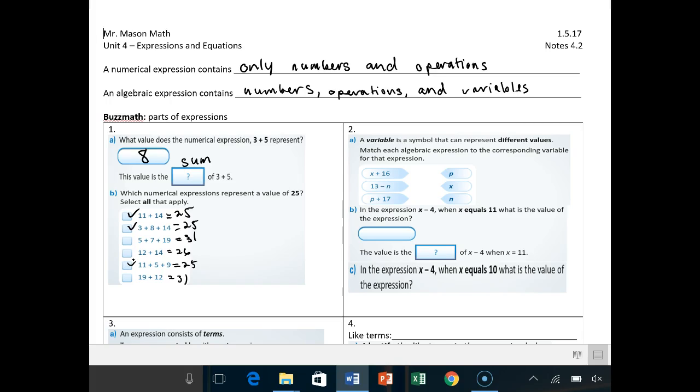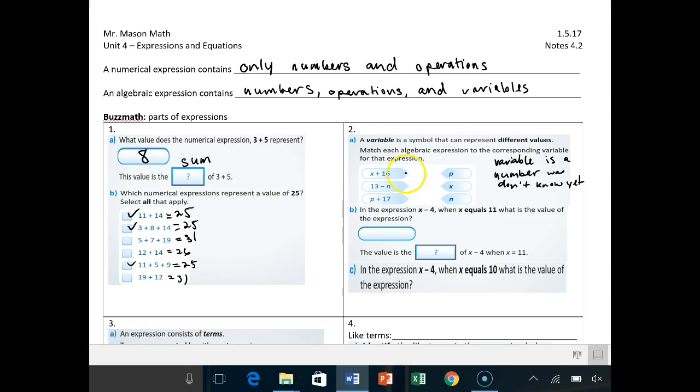A variable is a symbol that can represent different values. Basically, a variable is a number we don't know yet. So it's a placeholder, basically. We hope to find out that number, but sometimes we don't know it, and so in math we can put down a letter, aka a variable.